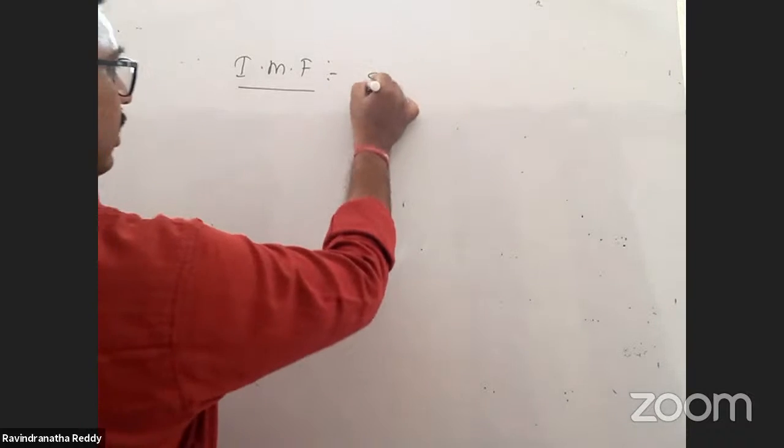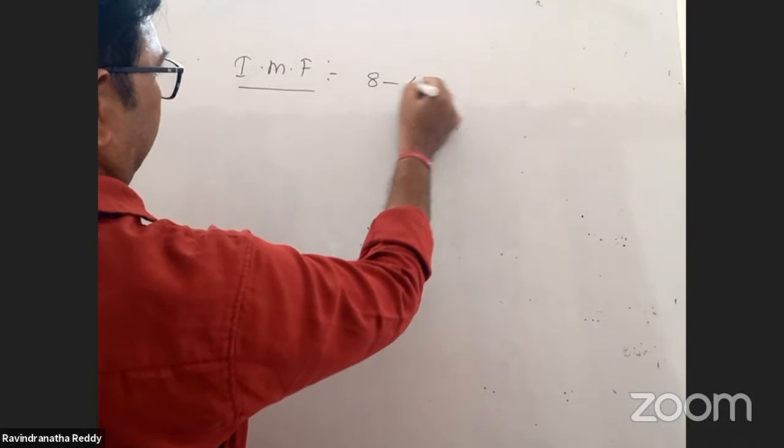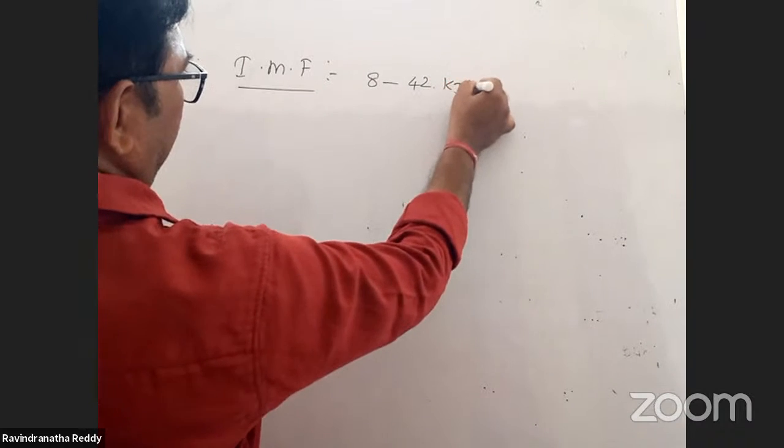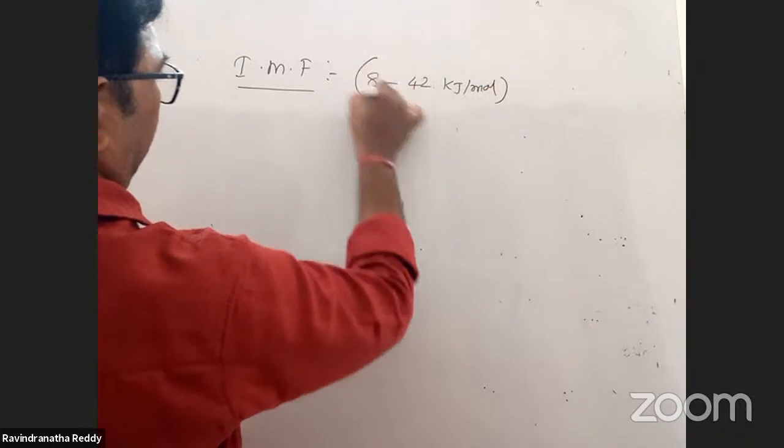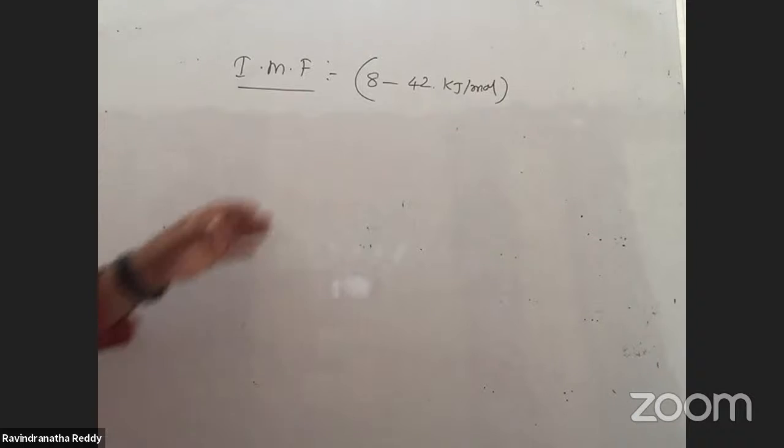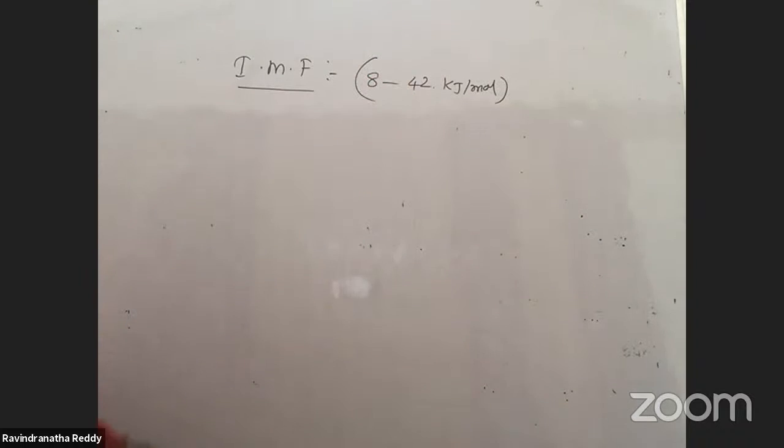So what is the value? This one is 82, this one is 42 kilojoule per mole. Greater than 42 kilojoule per mole is a hydrogen bond. Less than 42 kilojoule per mole is a non-chemical bond, an intermolecular force.